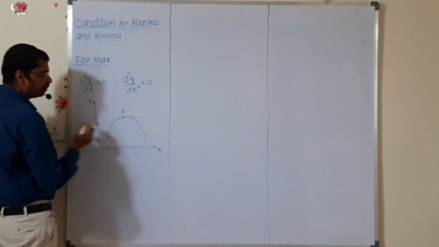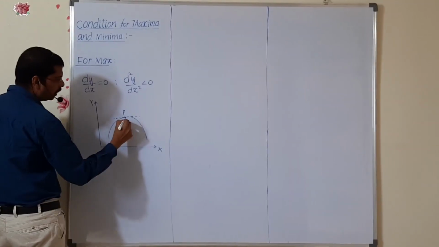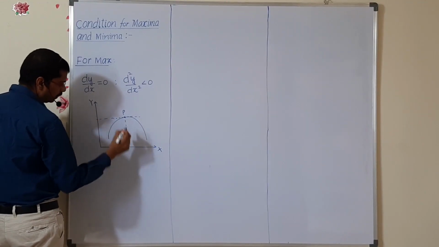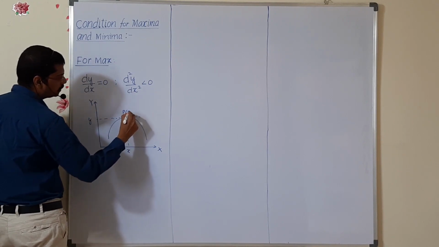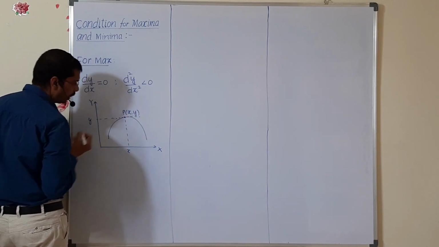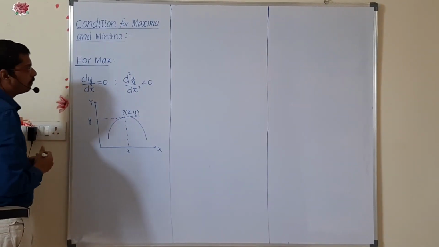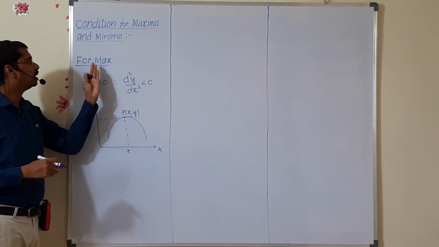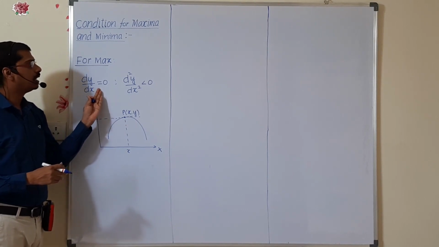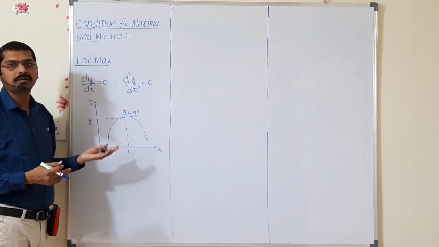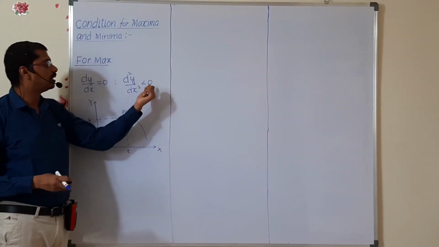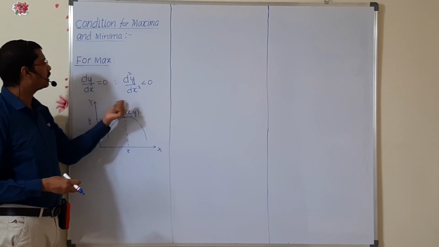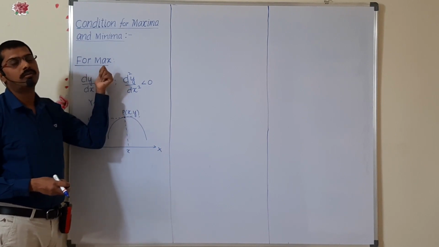Now here I am taking this as P1. P is the maximum, and at this point the coordinates are x comma y. In this graph, whatever equation is given, we have to find out the maximum value. First condition is this one, and if it is not mentioned whether it is maximum or minimum, again we have to do the double differentiation. If that value is less than 0, we can consider that value belongs to maximum.